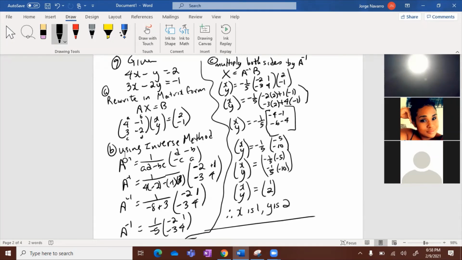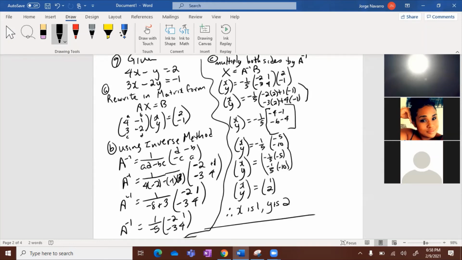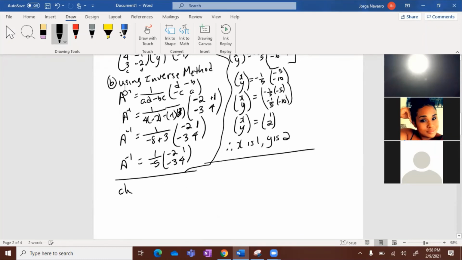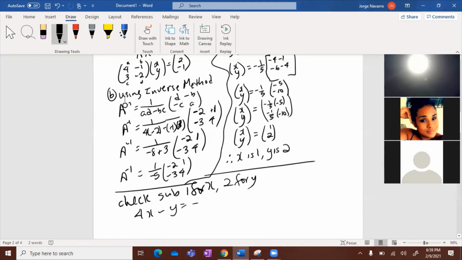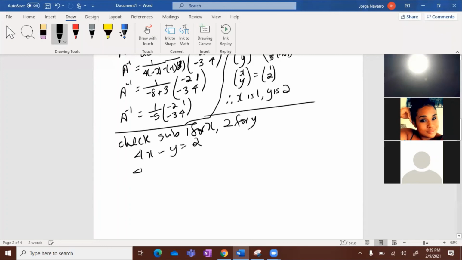Can we look at the check now? Can we look at the check? Yes, sir. All right, let's look at the check. So check, we'll say substitute 1 for x, 2 for y, into 4x minus y equals positive 2. So we have 4 times 1 minus 2 equals 2.